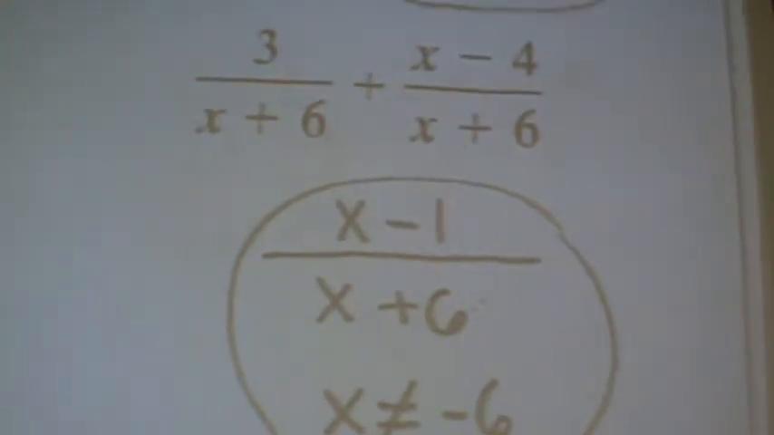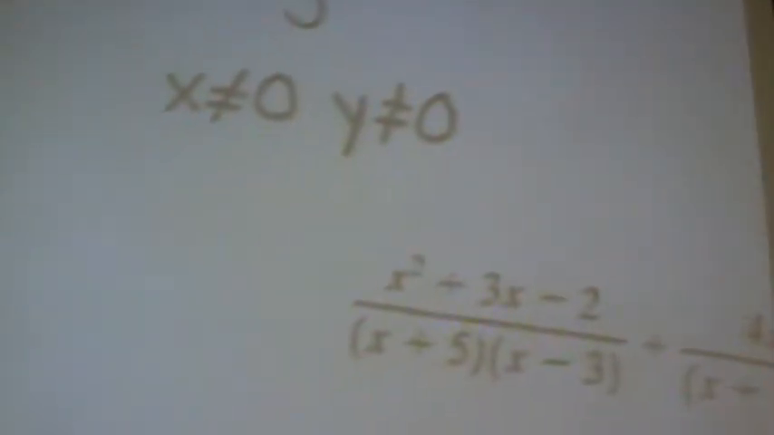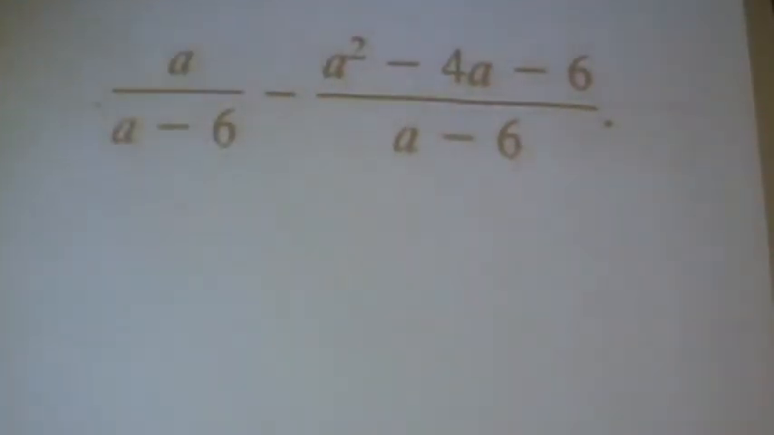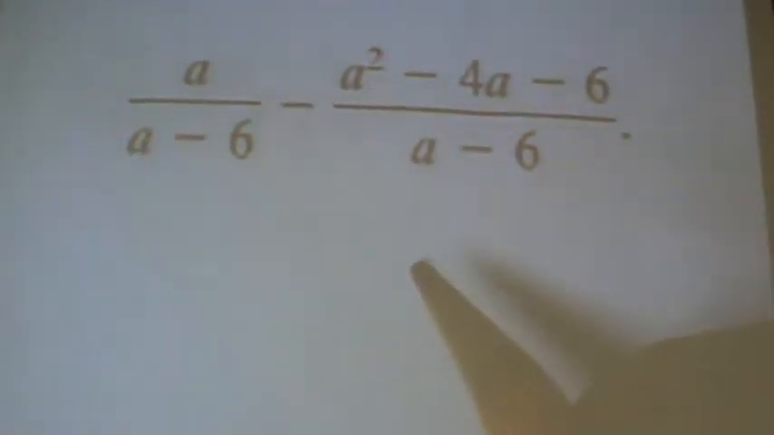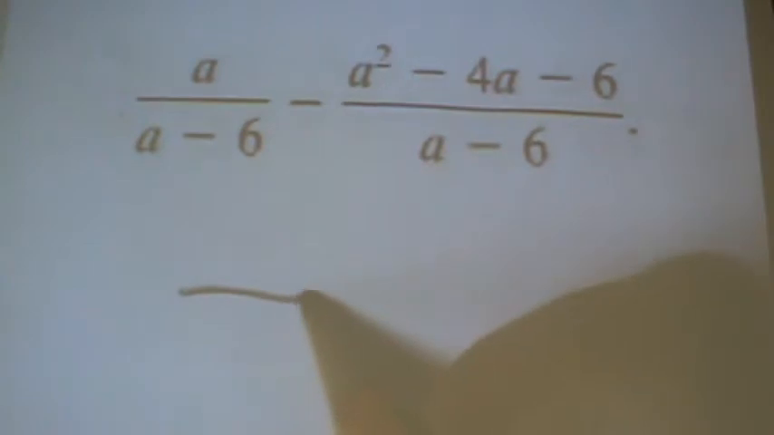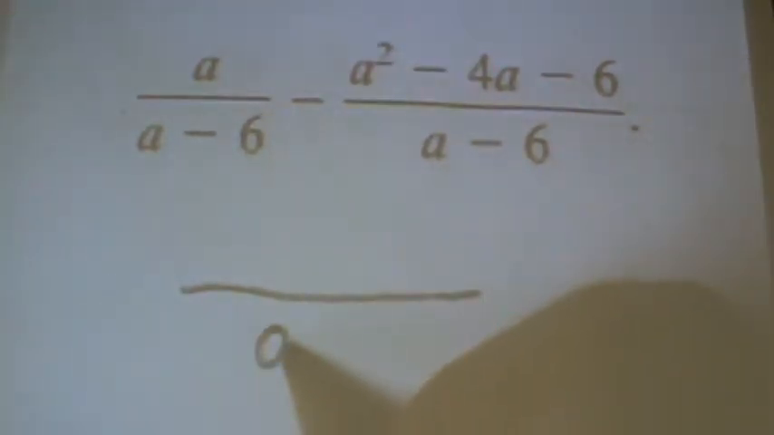Okay, save the last two, the hard ones, for last. Let's talk about this one right here. A minus 10, A minus 6. What's the denominator going to be, for sure? A minus 6. We know that is a minus 6, because they're the same.